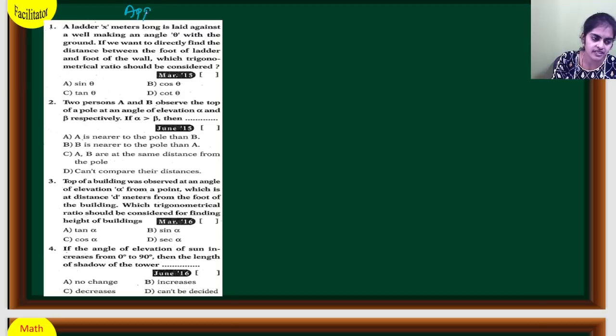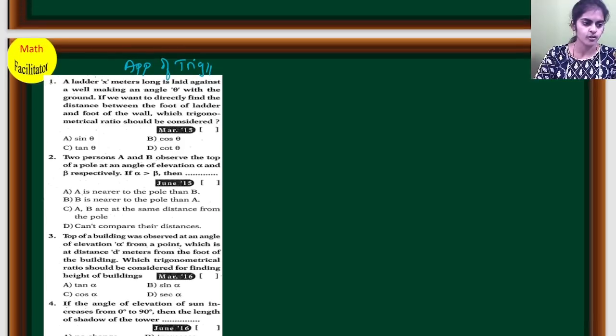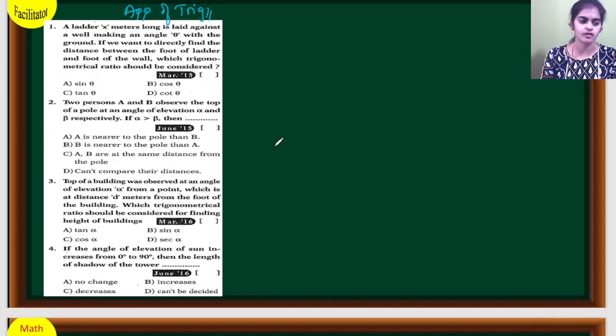Applications of trigonometry. Actually my son is waiting. Okay, so chalo. Applications of trigonometry we are doing now. And I wish everyone will get good marks. So I want all of you to work hard, practice all these questions again. So download the PDF, at least try to go through the questions once.